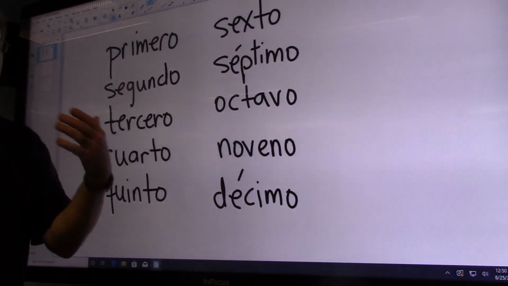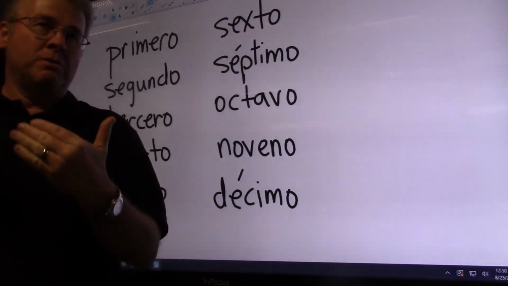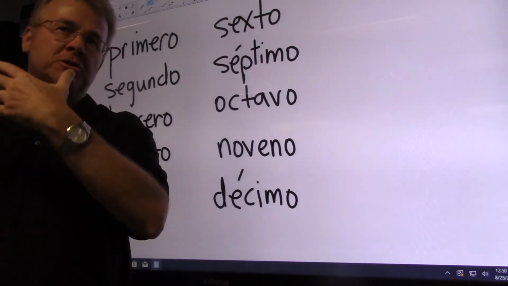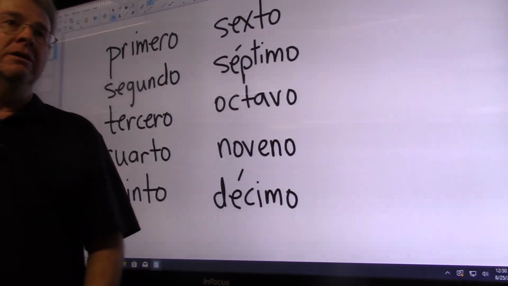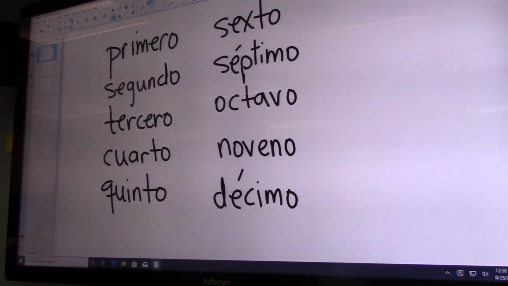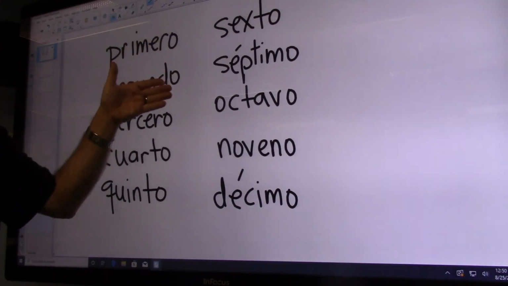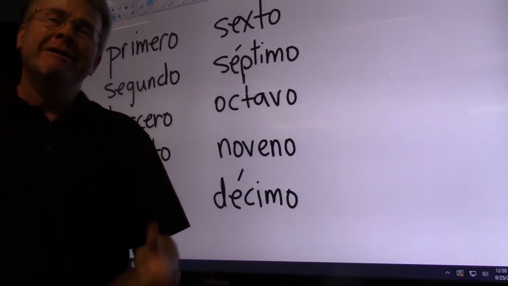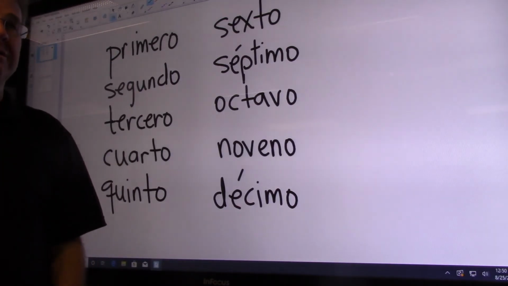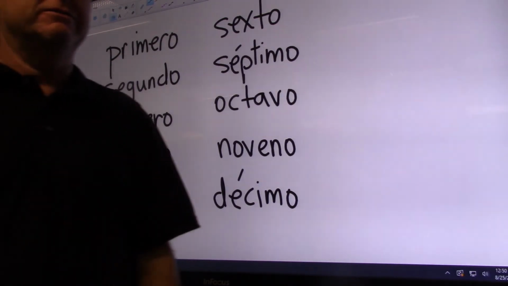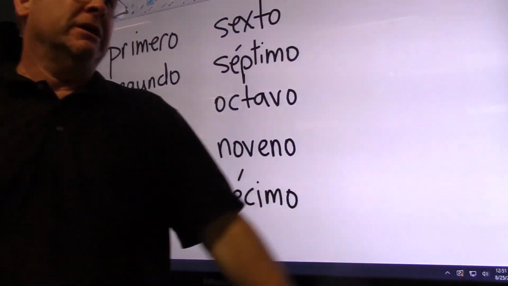So here are our ordinal numbers up to 10th, because remember, beyond 10th, Spanish speakers refer back to the cardinal numbers, okay? Now you'll notice I got masculine versions of all these words. Primero, segundo, tercero, cuarto, quinto, sexto, séptimo, octavo, noveno, y décimo. Masculine versions, because ordinal numbers are typically used as adjectives. They have to be able to be used femininely if necessary.